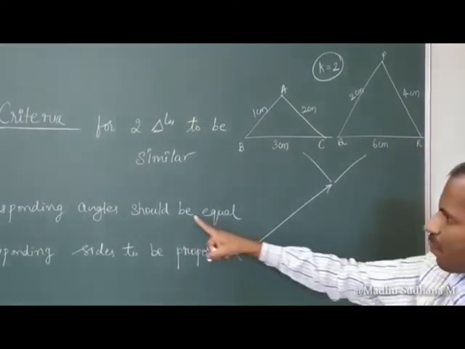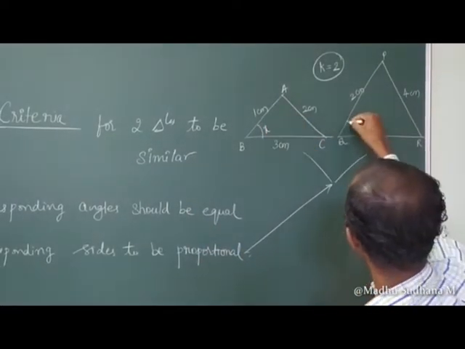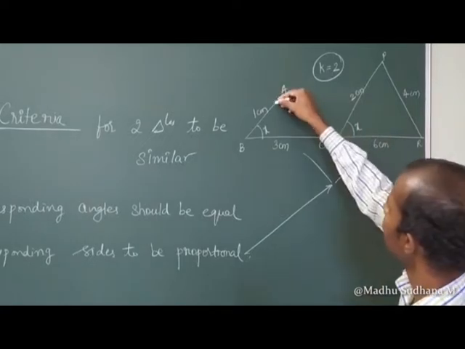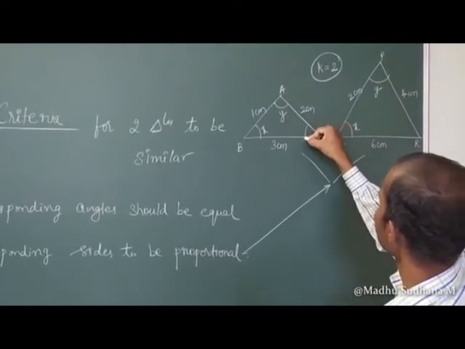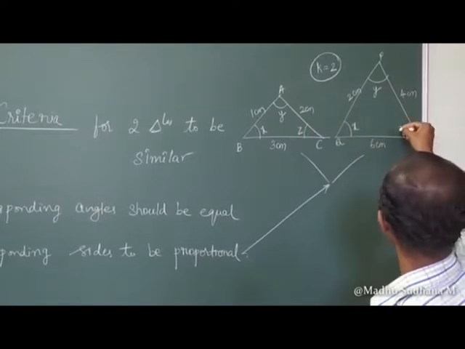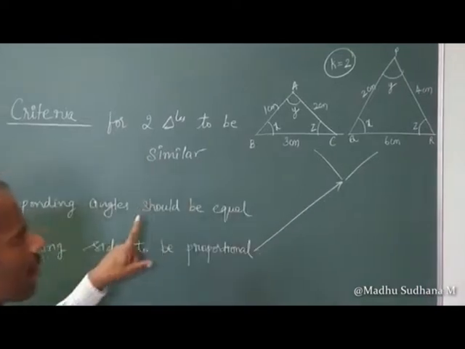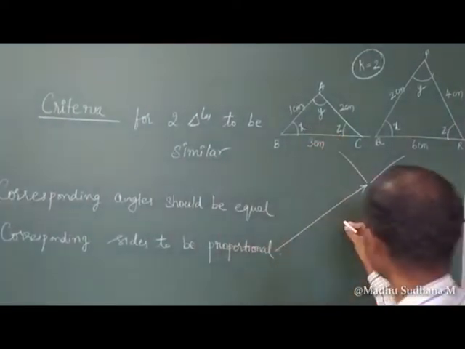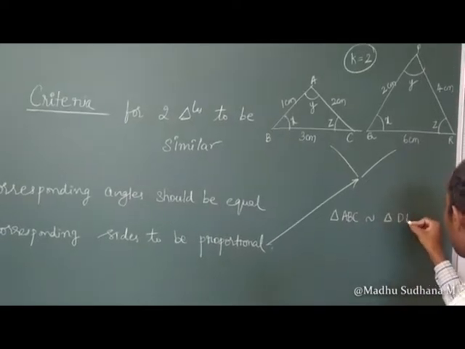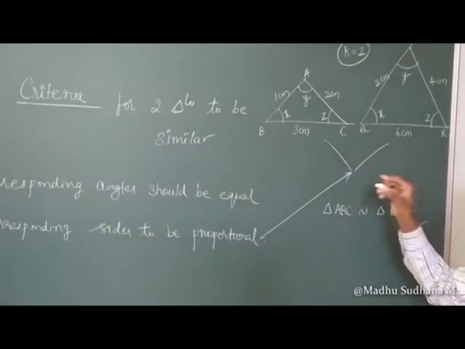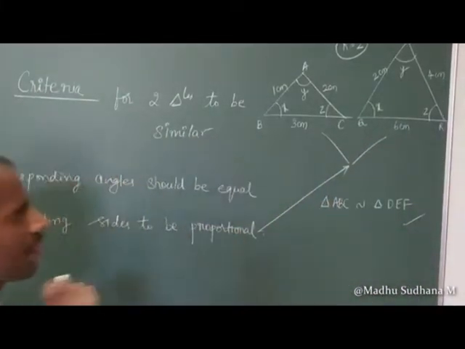Followed it? The corresponding angles should be equal. So if this angle is X, the corresponding angle should be X here. If this angle is Y, the corresponding angle should be Y here. If this is angle Z, the corresponding angle Z are equal. Followed it? So if these two conditions are met, then I can write triangle ABC similar to triangle DEF. These are the two criteria or conditions for two triangles to be similar.